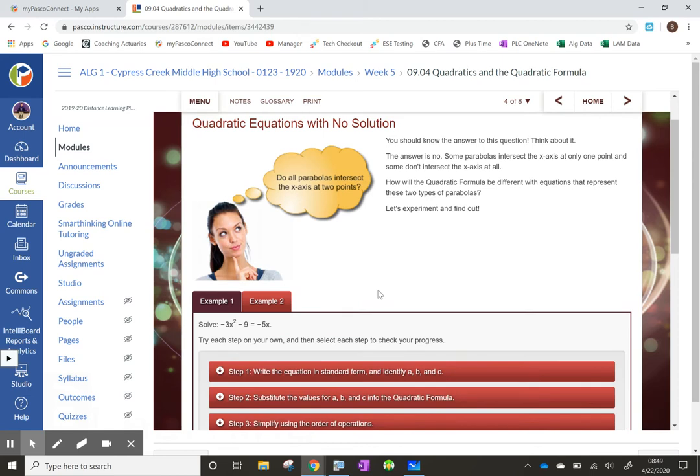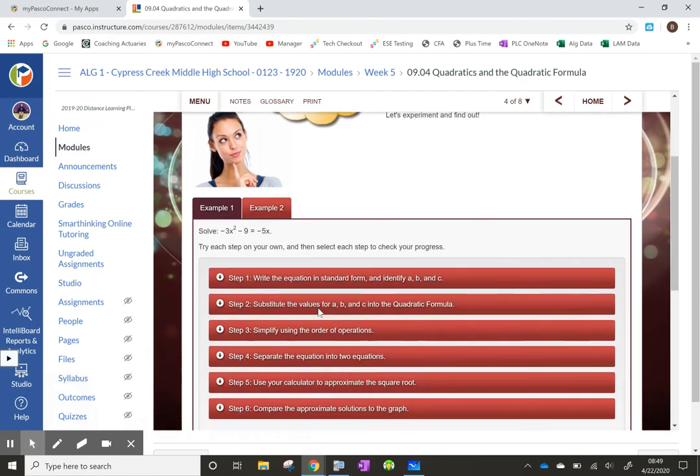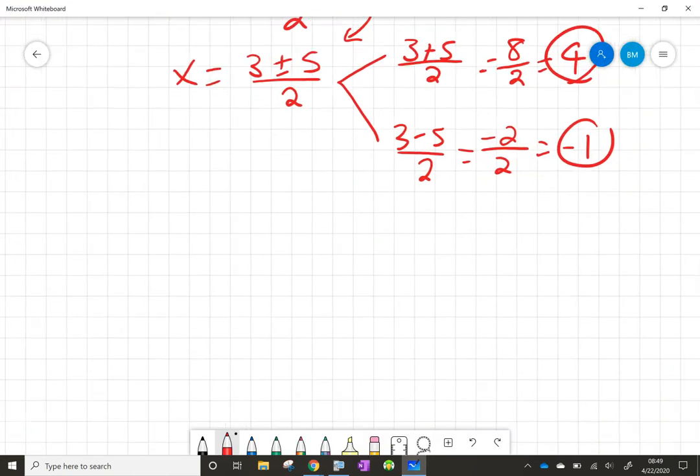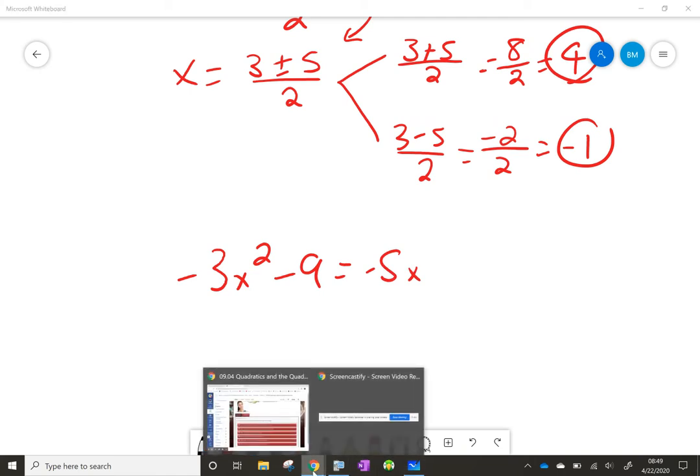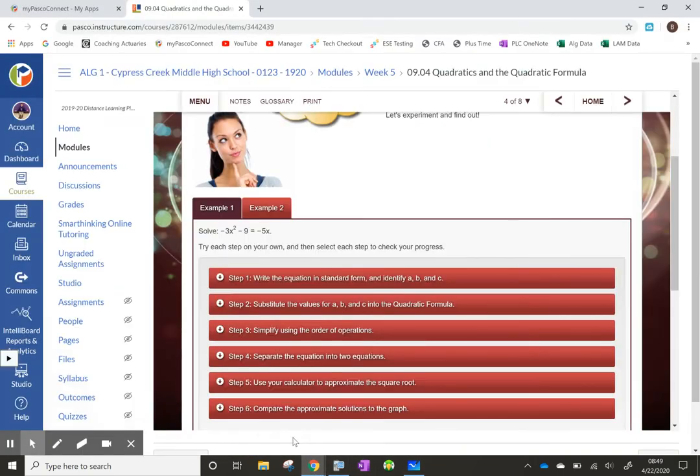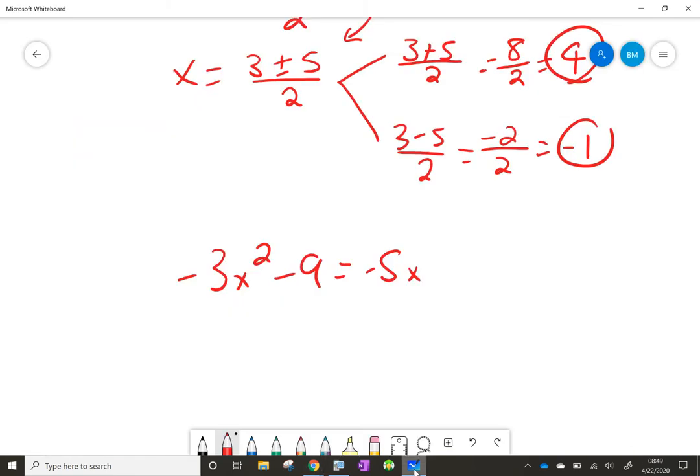All right, let's look at this one, because this one's kind of written funny, right? So we have negative 3x squared minus 9 equals negative 5x. Let me double check that. Yeah. All right, so here's the problem, right?